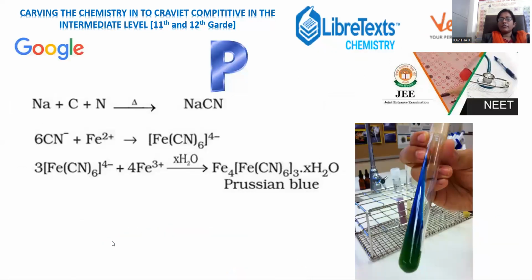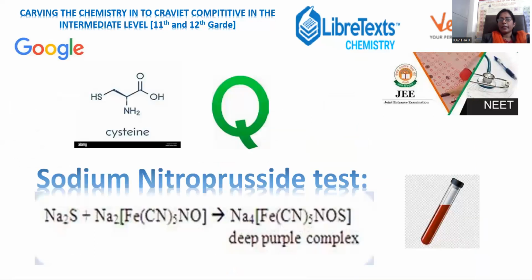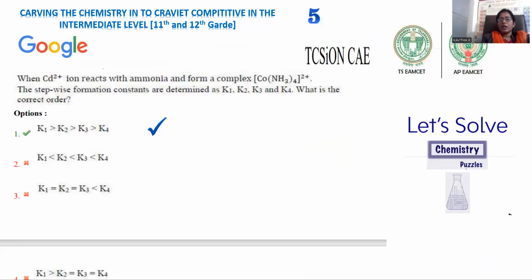Move on to question number 5. Question number 5 is collected from the Gurukulam Degree College lecturer entrance examination. When cadmium plus 2 ion reacts with ammonia and forms a complex, cadmium NH3 taken four, plus 2, the stepwise formation constants are determined as K1, K2, K3, K4. What is the correct order?